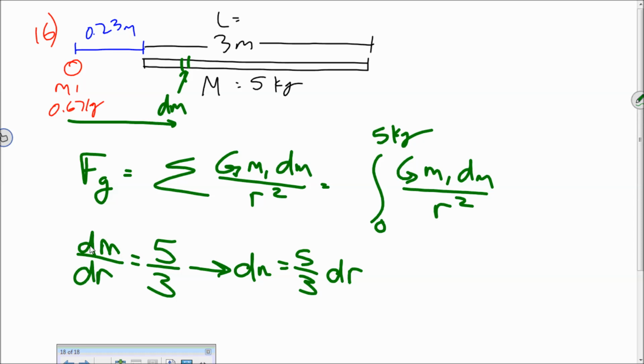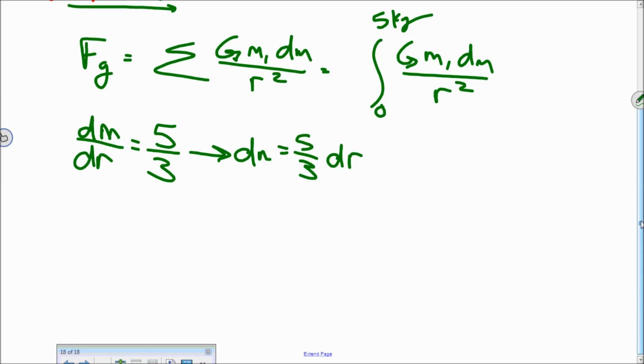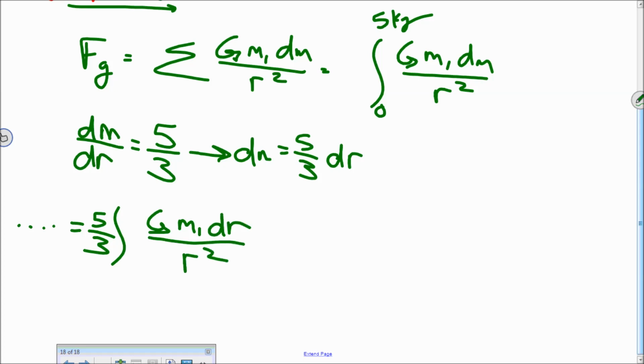Follow? So, I can rewrite that integral then as the integral of g times m1, and I'm going to replace dm with 5/3 dr. So I'm going to put the 5/3 out here, put the dr here, divided by r squared. Yeah, Ethan? So when dm over dr equals m over l, it's going to show up a lot. Yeah, and so you have to use that trick a bunch when you're calculating center of mass.